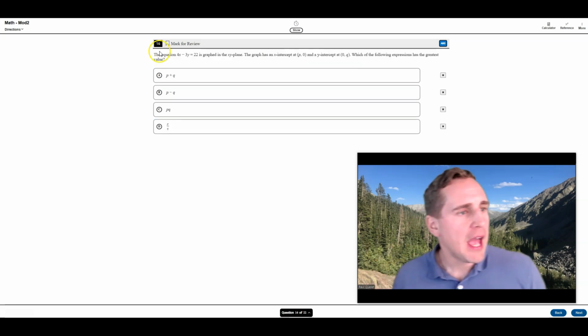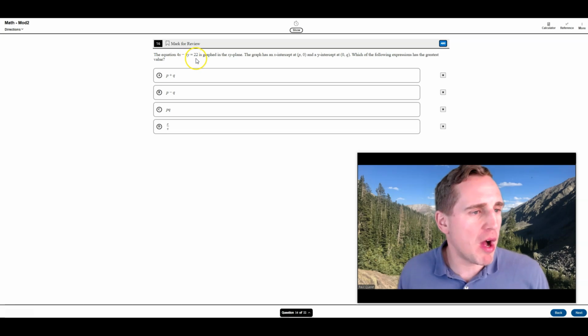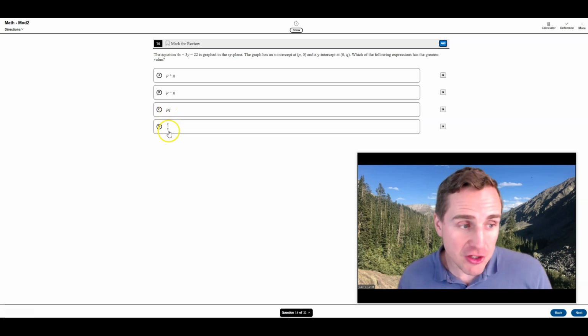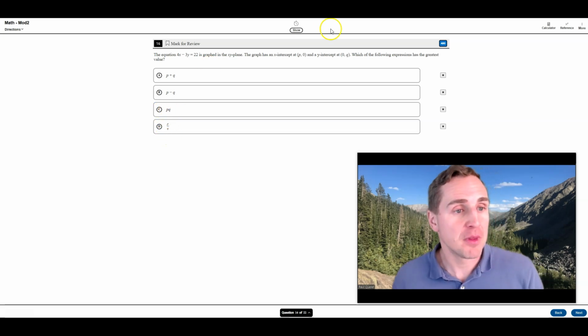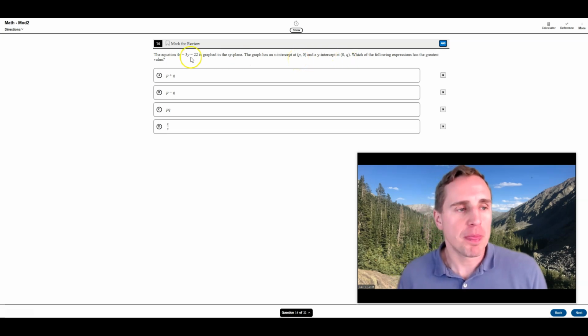We will move on. How about number 16? It says the equation 4x minus 3y is equal to 22 is graphed in the xy plane. The graph has an x-intercept at (p, 0) and a y-intercept at (0, q). Which of the following expressions has the greatest value? The sum of p and q, the subtraction of p and q, the multiplication of p and q, or p over q? Well, ladies and gentlemen, I don't think it's actually that hard to find p and q.